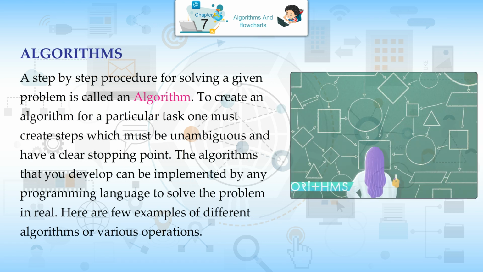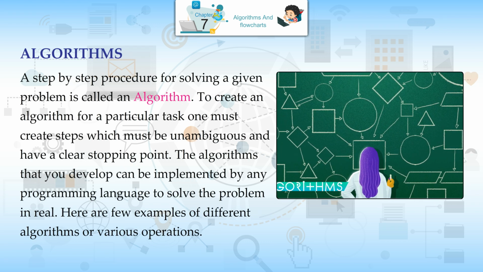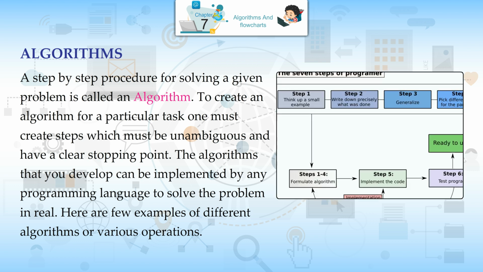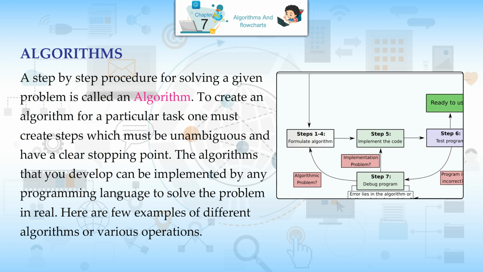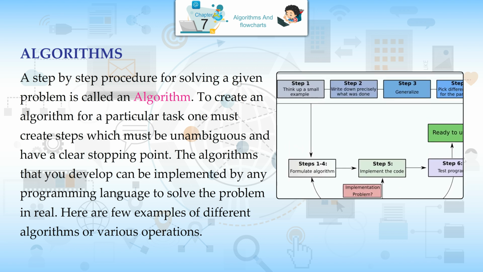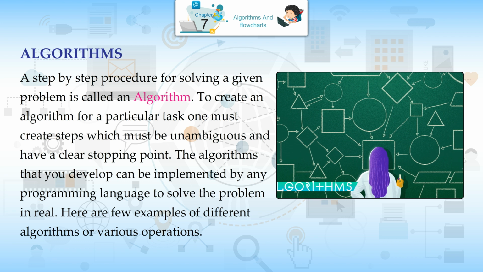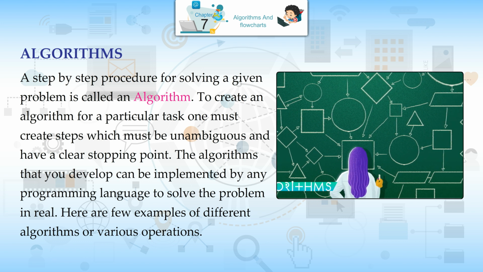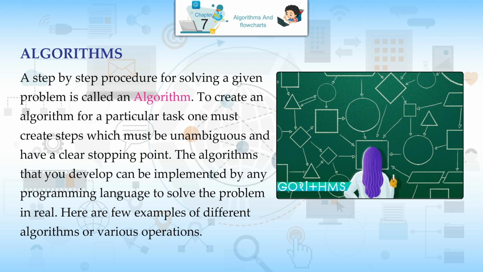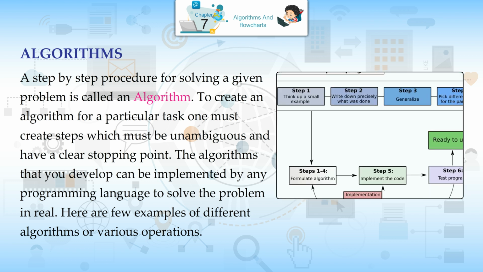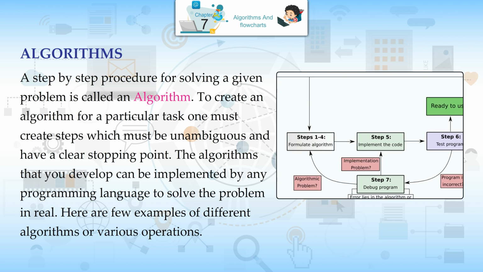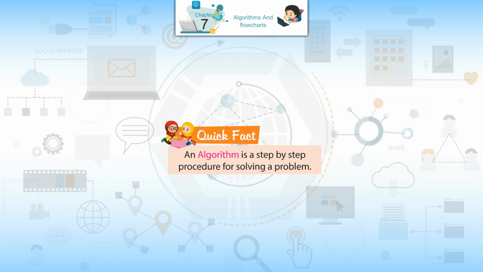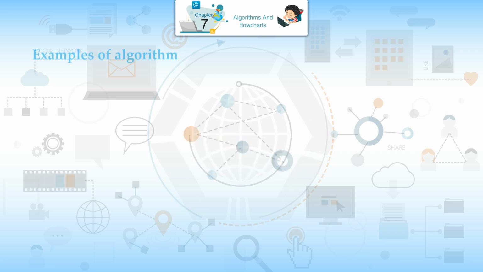Algorithms. A step-by-step procedure for solving a given problem is called an algorithm. To create an algorithm for a particular task, one must create steps which must be unambiguous and have a clear stopping point. The algorithms that you develop can be implemented in any programming language to solve the problem in real life. Here are a few examples of algorithms for various operations. Quick fact: an algorithm is a step-by-step procedure for solving a problem.